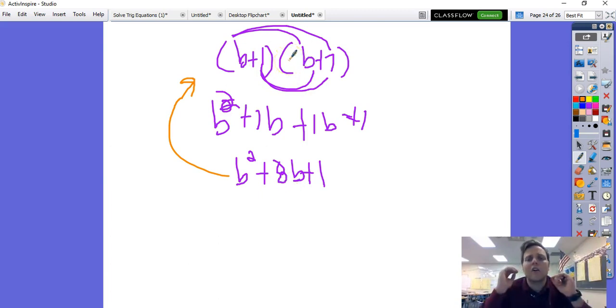That is a process called factoring, okay? And all factoring does is allow us to get back to our factors, okay? Remember, factors are things that multiply together to be that term. So we're trying to figure out what multiplied together is b squared plus 8b plus 7. And it's b plus 1 times b plus 7, all right?